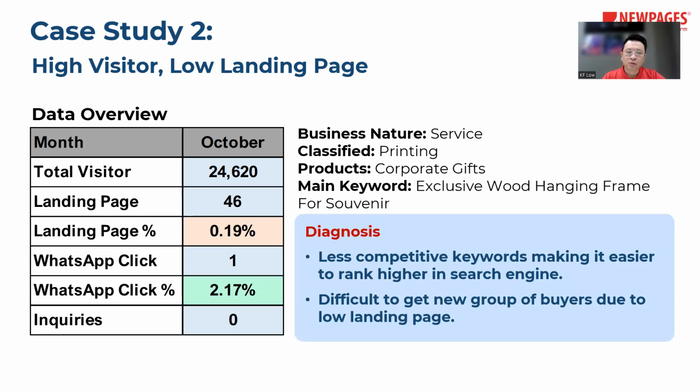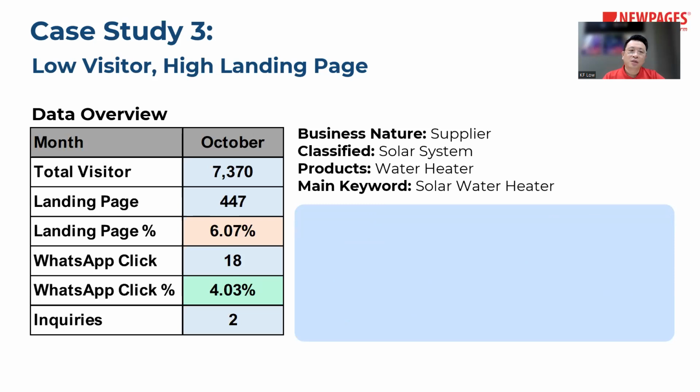And if you look at the WhatsApp clicks and inquiries, it is 0. That means the product description page is not of any quality. There's no information that your customers are searching for, that you are able to use to answer your customers' inquiries. And that's the reason why they won't be able to send you any inquiries, even though your visitors are high. Right? So case study number 3, we will take a look at low visitors.